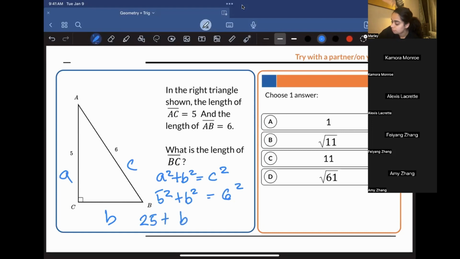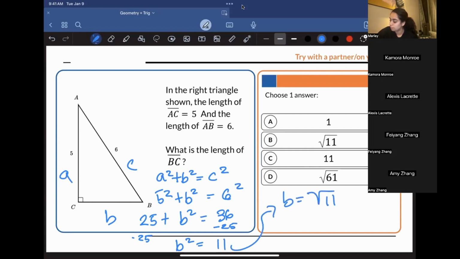25 plus b squared equals 36. b squared equals 11, minus 25 on both sides. I'll show it so we have it for the video. And then we're going to take the square root, so we get b equals the square root of 11. Just answer choice B. Anyone have questions on this question? All right. Going to go to the next one.